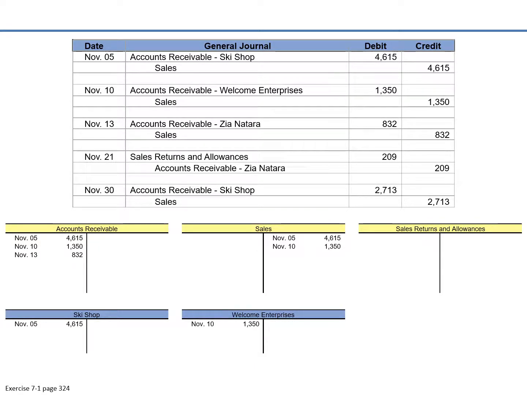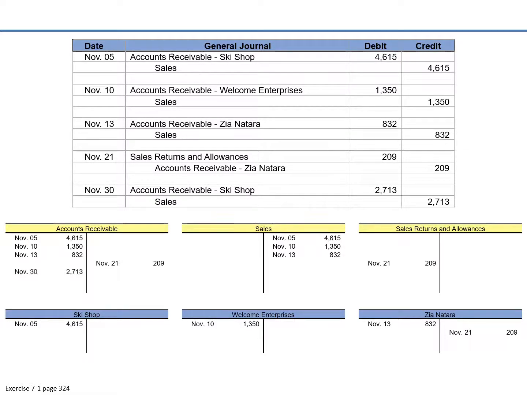Then November 13th, we have another sale posted to their T account. Then on November 21st, we have a sales return and allowance from Zia Natara. So we're going to record our debit to our T account there on the left side. We're going to post our credit to the accounts receivable on the right side, but then we also need to post it to the T account for the customer, Zia Natara. In our last transaction, November 30th, got our accounts receivable Ski Shop, so it has to go to the accounts receivable general ledger, but then also to the subsidiary ledger, right?